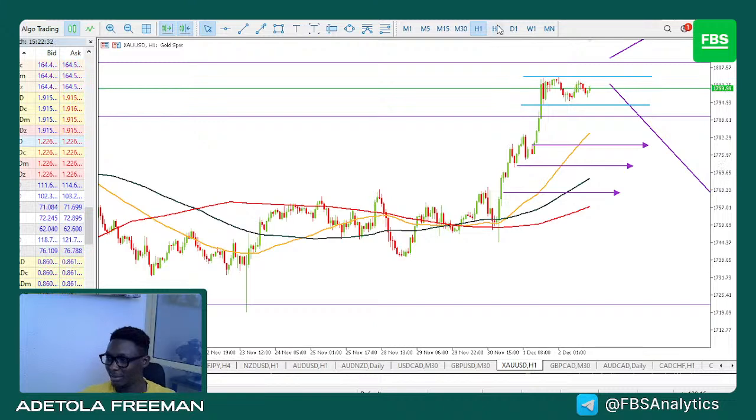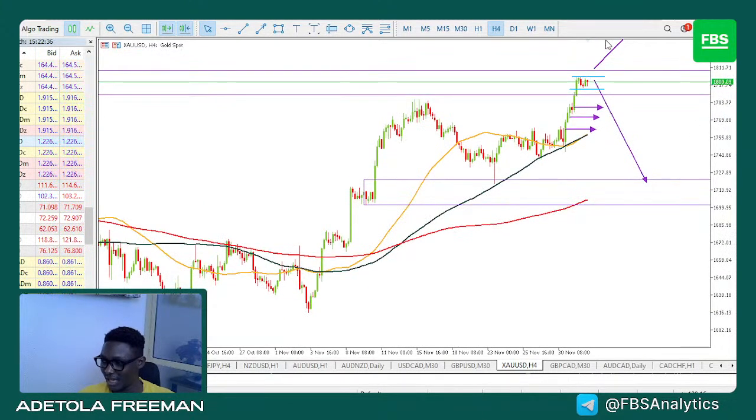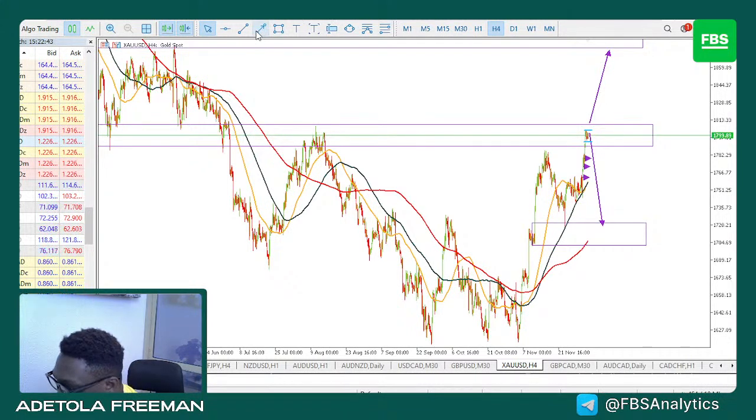So what if I am buying gold? What if that is what happens and price breaks out of this area? So I'm just going to quickly point those targets out right now.